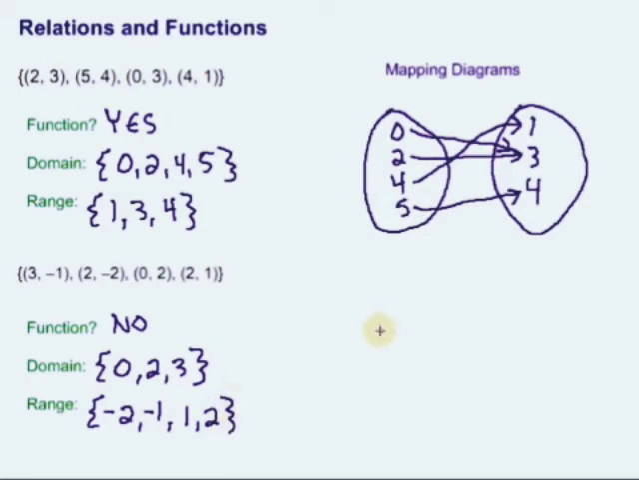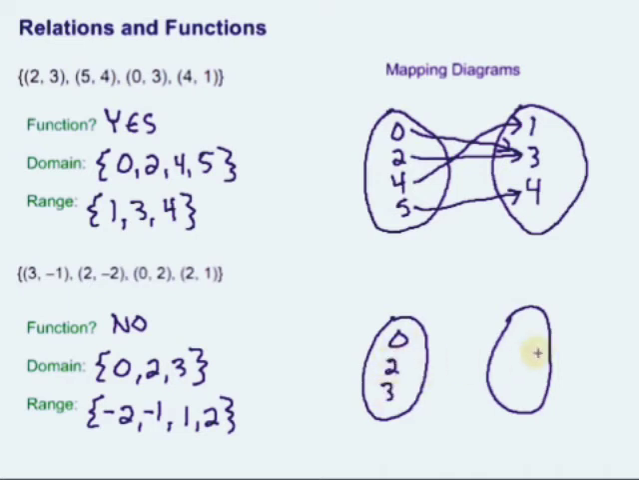Okay, and if we want to make a mapping diagram there, just make our little bubbles. Put those numbers inside. Our domain is 0, 2, and 3. Our range is -2, -1, 1, and 2. And then I'm just going to switch colors here so that we can maybe see this a little better. And if we then just connect what our ordered pairs are.